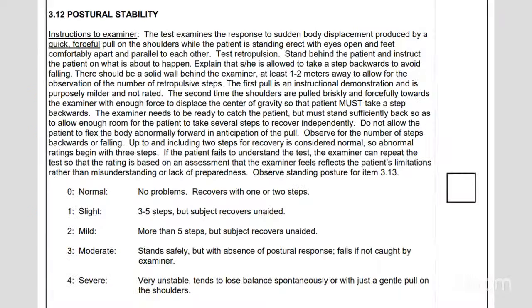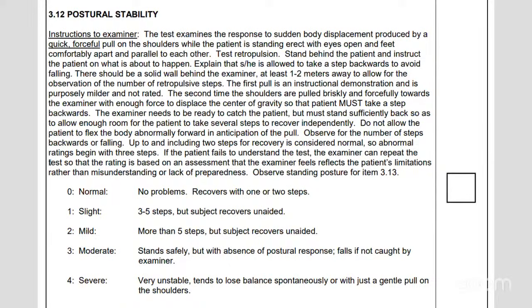So pull test. For doing the pull test, the examiner tests the response to the sudden body displacement produced by a quick forceful pull on the shoulders while the patient is standing erect with the eyes open and feet comfortably apart and parallel to each other. We will test the retropulsion. We have to stand behind the patient and instruct the patient on what is about to happen. Explain that she or he is allowed to take a step backward to avoid falling.